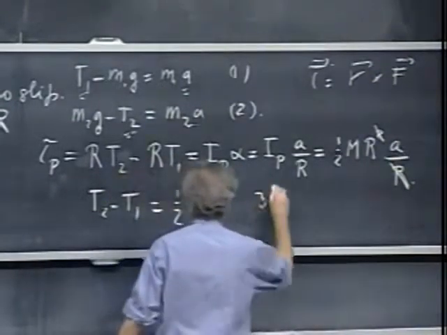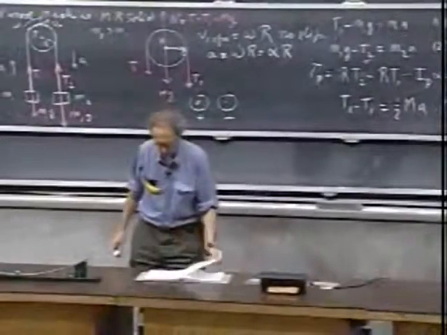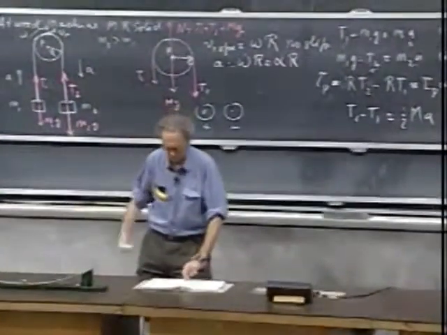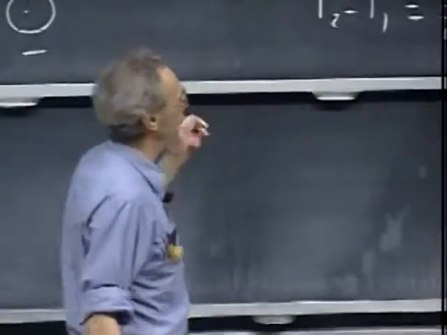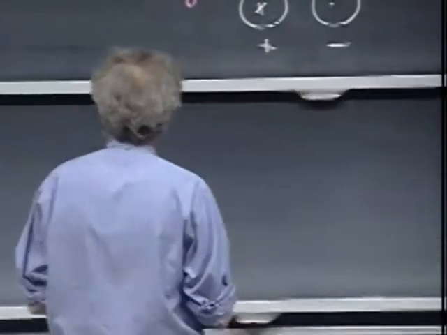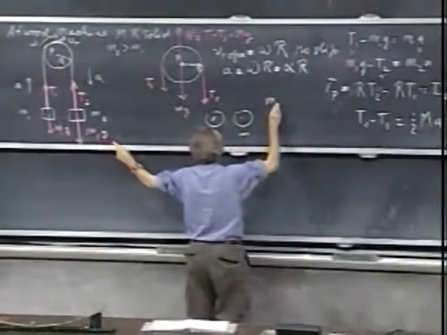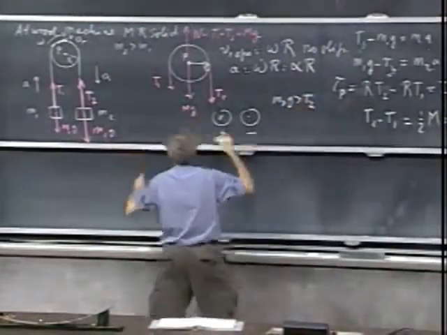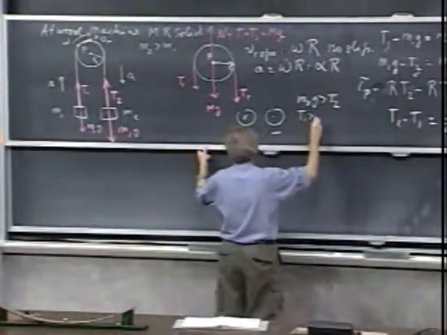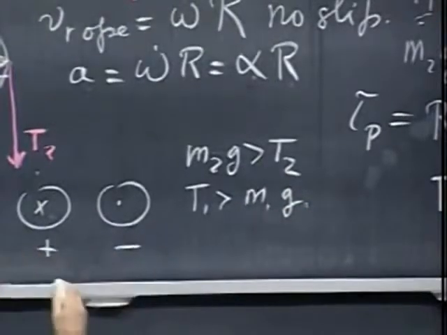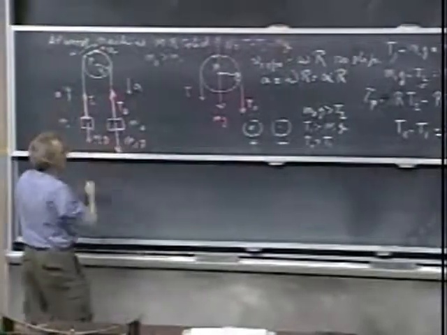And so now I have a third equation, and I can solve for T2, I can solve for T1, and I can solve for A. And you can do that as well as I can. If you find a result, you should always do a little bit of testing to make sure that your result makes sense. You should make sure that m2 g is larger than T2. That's a must, otherwise it's not being accelerated down. You should also check that T1 comes out larger than m1 g. That's also a must. And you should also check that T2 is larger than T1, otherwise the pulley wouldn't rotate in the clockwise direction.